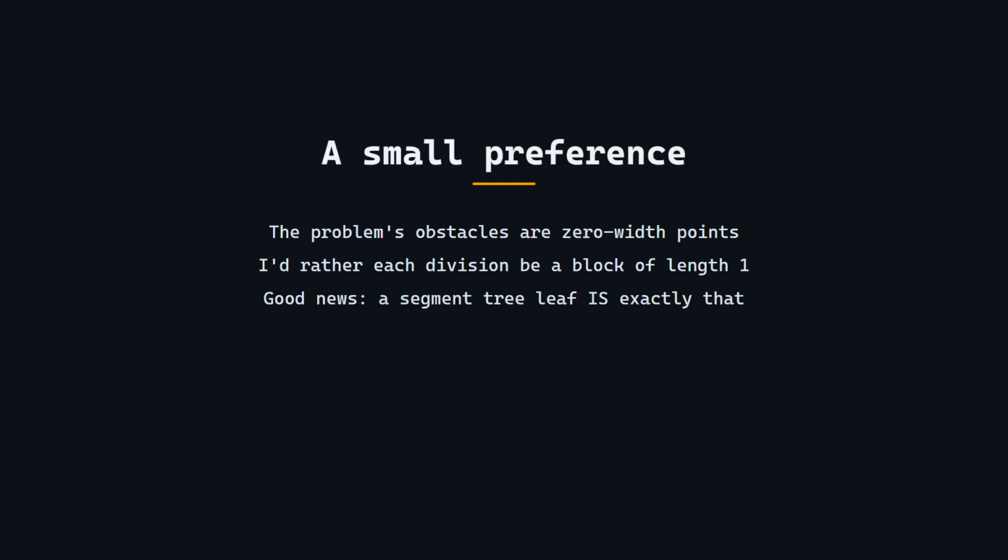One quick aside. In that problem, the obstacles sit at infinitely thin points on the number line, which honestly bugs me a little. Personally, I'd have made each division a block of length 1. Same test, less weirdness. The nice thing is, in the generic segment tree we're about to build, that's exactly what happens. Every leaf is a single cell, a block of length 1. So we'll think of it that way.